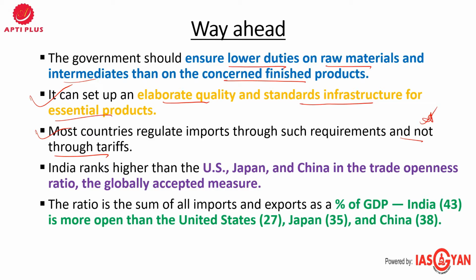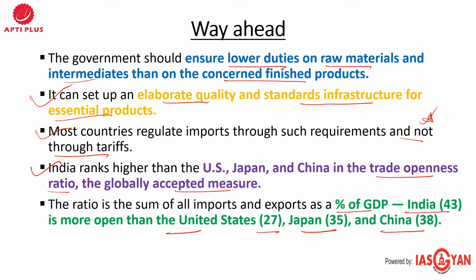Now India ranks higher than the US, Japan and China in terms of trade openness ratio. अगर trade openness ratio की बात करें तो इंडिया की रैंकिंग काफ़ी हाई है. और globally accepted जो measures हैं उसको इंडिया ने adopt किया हुआ है. और अगर मैं ratio के term पे बताऊं, the ratio of the sum of all imports and exports with respect to the GDP, तो इंडिया ranks 43 और it is more open than the United States जिसकी रैंकिंग 27 है. Japan is ranked at 37 and China is ranked at 38.